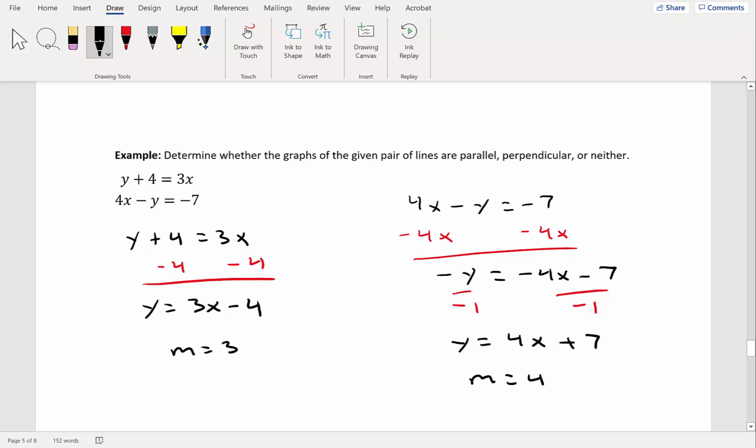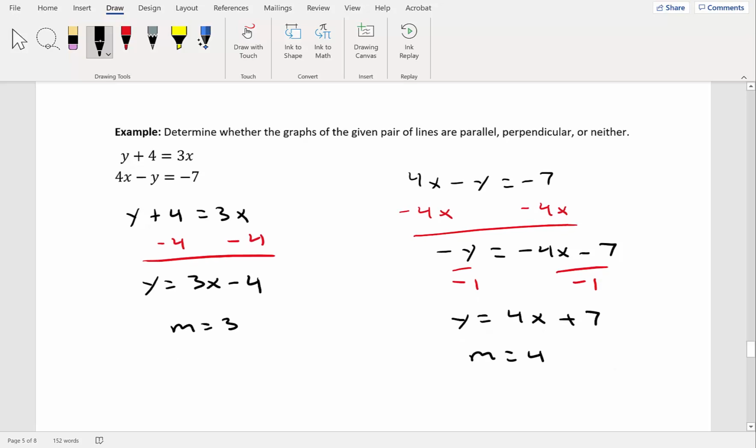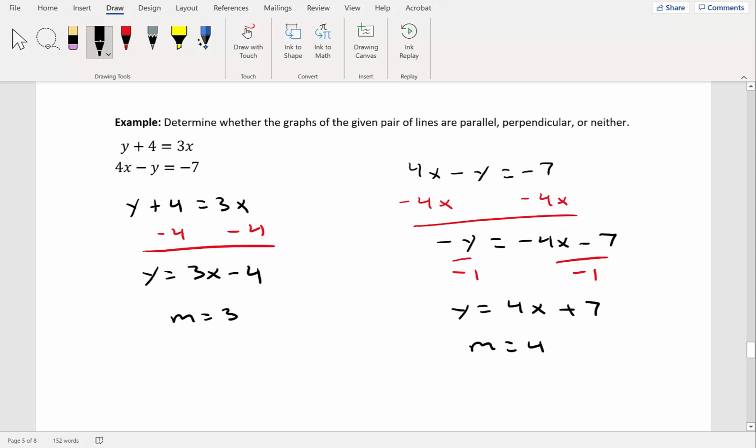If you take a look at the two slopes, you can see that they are not equal to each other, so they're not parallel. And these two slopes are not opposite reciprocals of each other. So these two lines are neither. They're not parallel and they are not perpendicular.